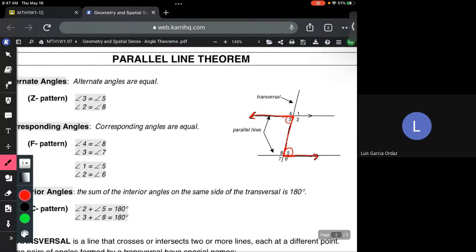Sorry. Silence your mouth. We also have a backward Z, which if we go from here to here, also should state that angle 2 and angle 8 are also the same angle.